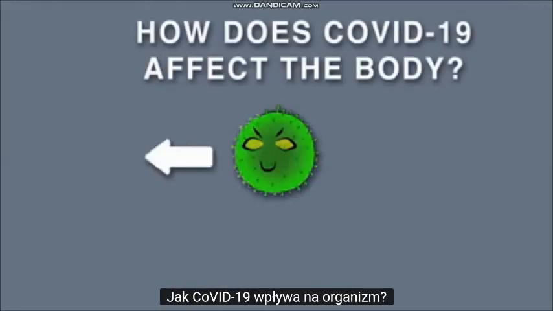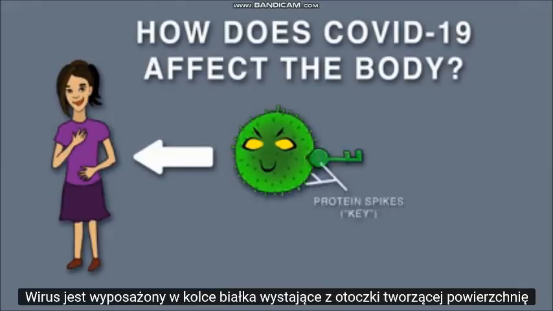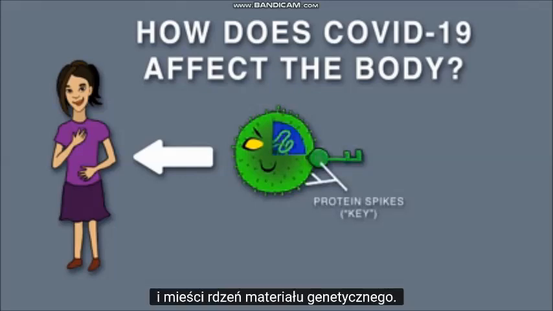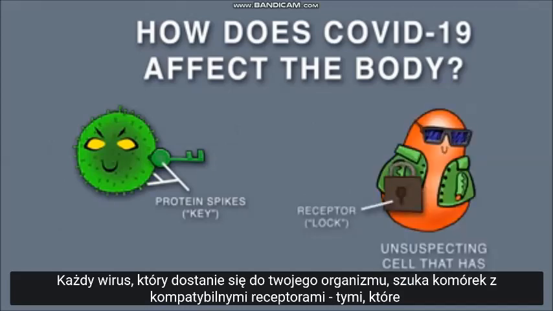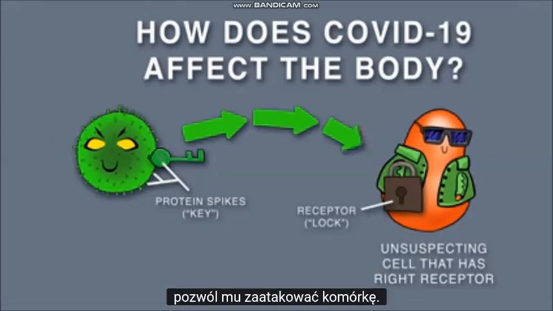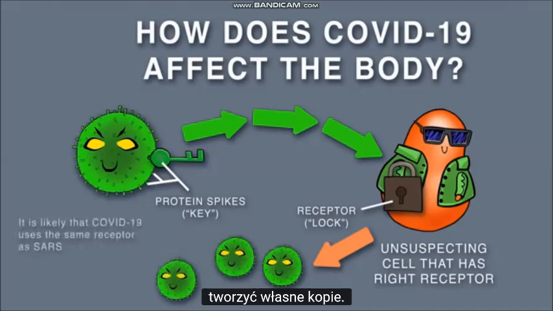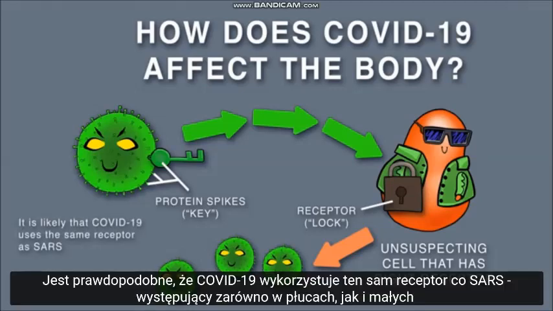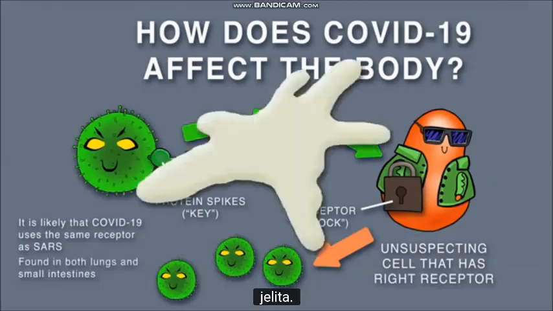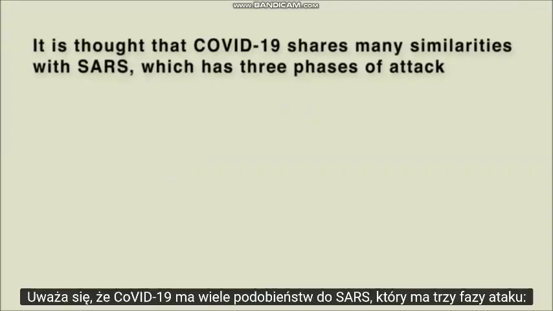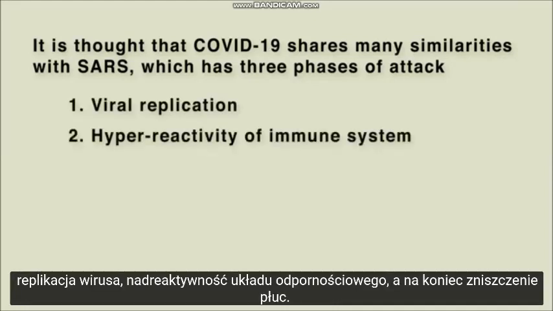How does COVID-19 affect the body? The virus is fitted with protein spikes sticking out of the envelope that forms the surface and houses a core of genetic material. Any virus that enters your body looks for cells with compatible receptors, ones that allow it to invade the cell. Once they find the right cell, they enter and use the cell's replication machinery to create copies of themselves. It is likely that COVID-19 uses the same receptor as SARS, found in both lungs and small intestines. It is thought that COVID-19 shares many similarities with SARS, which has 3 phases of attack: viral replication, hyperreactivity of the immune system, and finally pulmonary destruction.